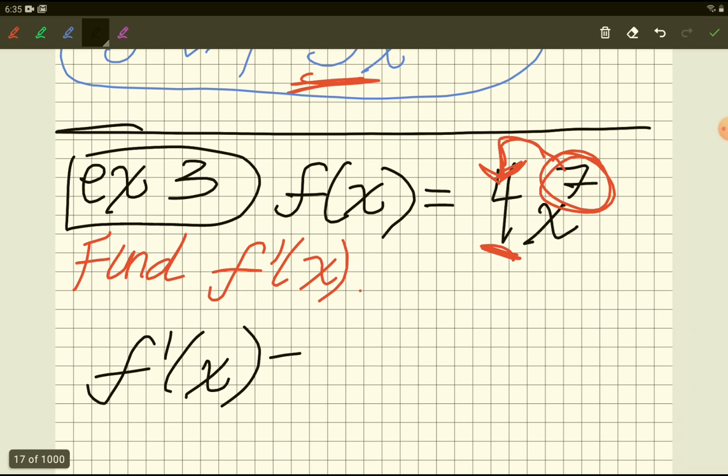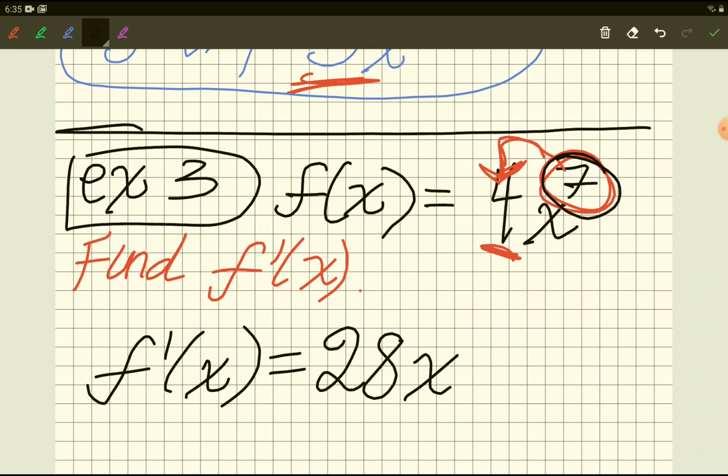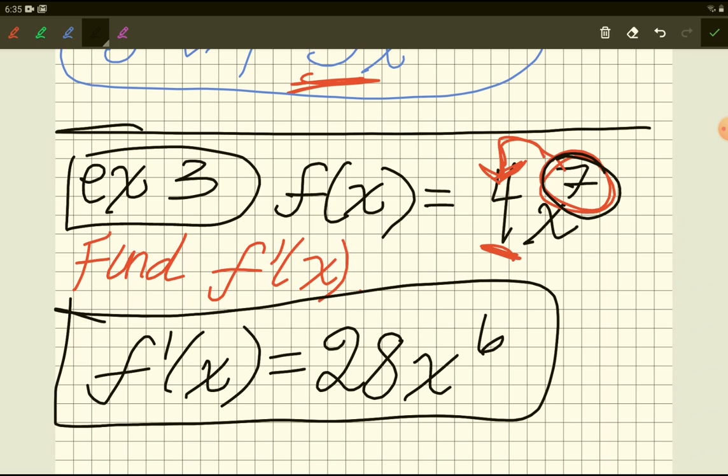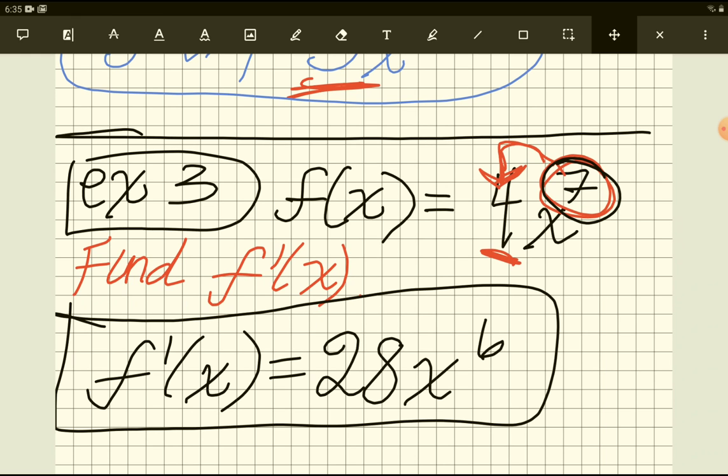So f prime of x, write it out. 4 times 7 is 28. Keep that x. And then don't forget we have to subtract 1 from the exponent. 7 minus 1 is 6. This is my first derivative.